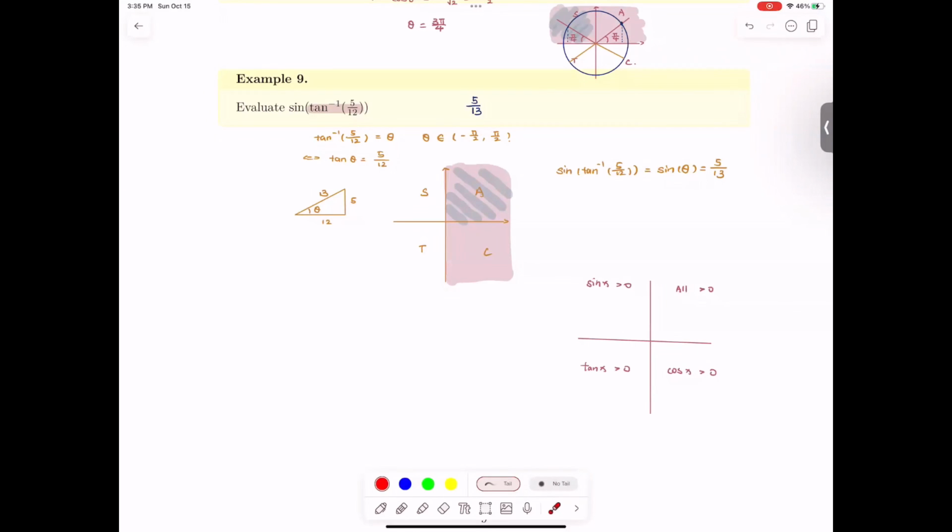Why does cosine have to be positive? Because A stands for all. It means that all of them are positive. A is all. Does that make sense?